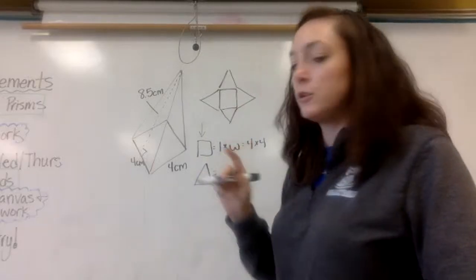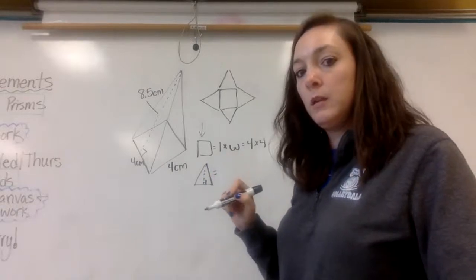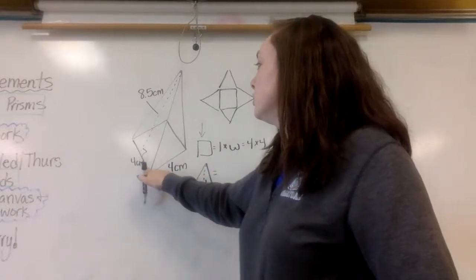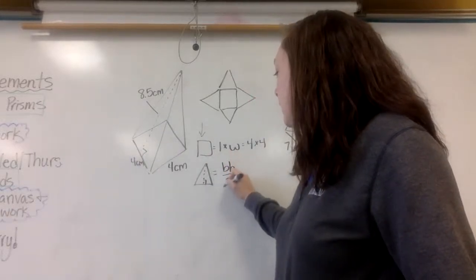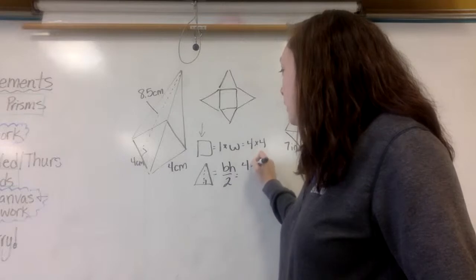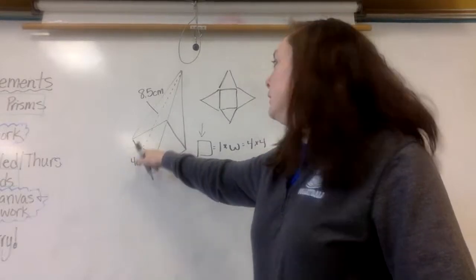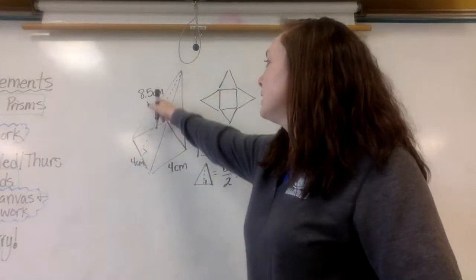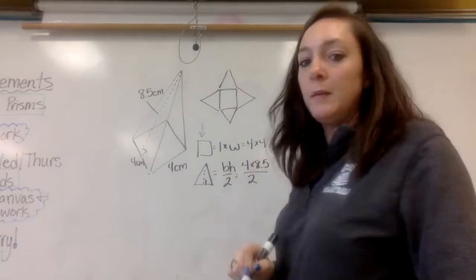Now remember, a triangle, we need perpendicular height, okay? So for this one, you'll see that the base of my triangle is 4, because it's base times height divided by 2. Base is 4. The height, do you see that little square, if you can see it at all? It's the perpendicular height. It's 8.5. And then I'm going to divide by 2.